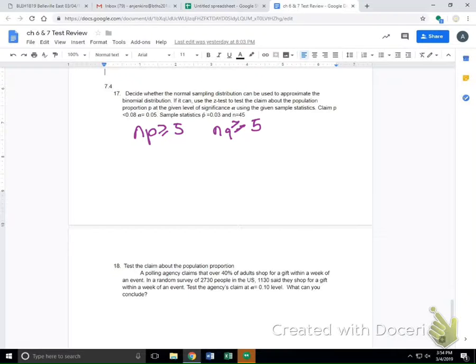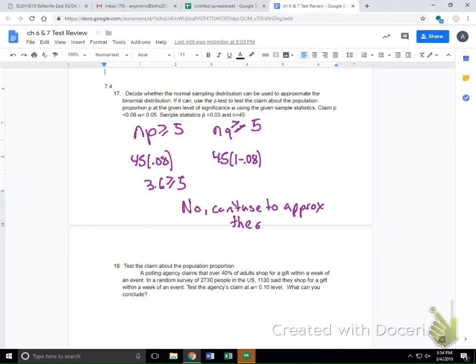So here we see that we have n times p, which is going to be 45 times 0.08, and then over here we have n times q, which is going to be 45 times 1 minus 0.08. When we do this, we see over here that we end up with 3.6. 3.6 is not greater than or equal to 5. So normal distribution cannot be used to approximate the binomial distribution. So no, can't use it to approximate the binomial.